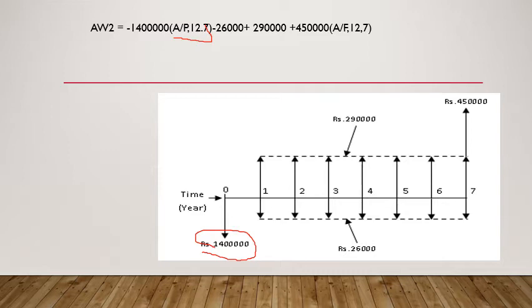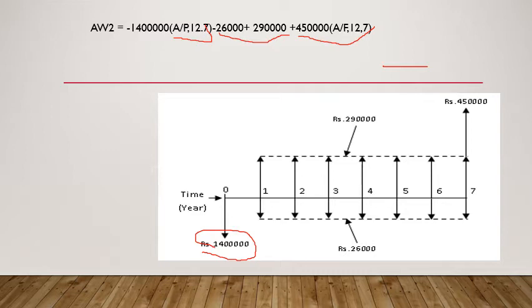Okay. Then 26,000, it is flowing continuously for all the 7 years, and 2,90,000 is also flowing for the 7 years. They are already A for 7 years. There is no need for any further conversion. You can retain them as it is. And then finally this 4 lakh 50,000, which is the salvage value at the end, that is at t is equal to 7. Convert that into A using the factor A by F comma 12 comma 7.